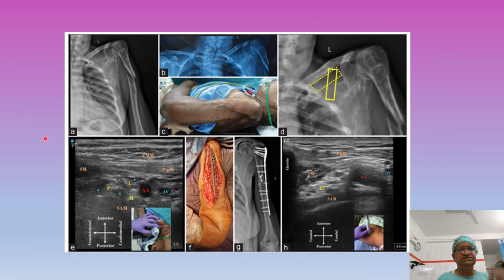Now there is a big operation done 5-6 years before. They have taken the pectoral flap and all. Now we cannot say where it is. What they have found out is instead of keeping the probe here, keep the probe like this vertically, you may see the cords like this. So then they have done the humerus surgery.